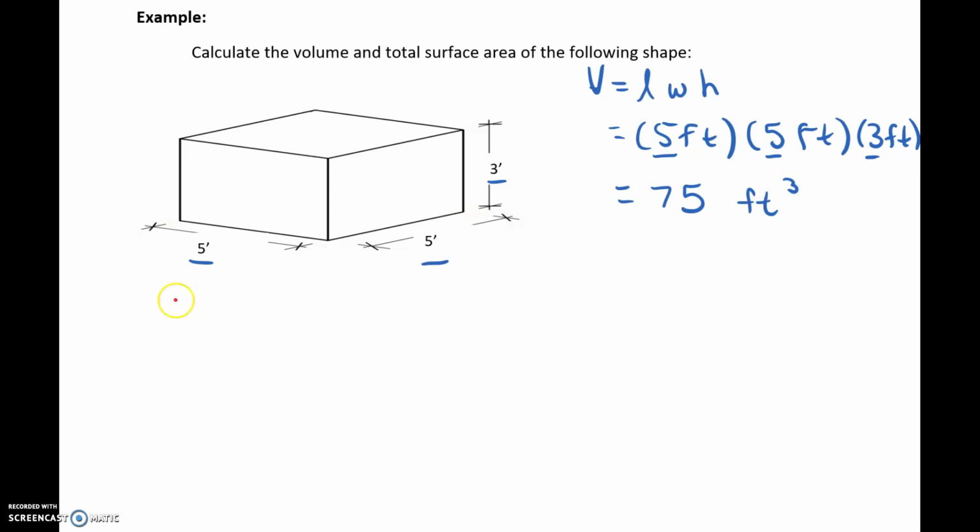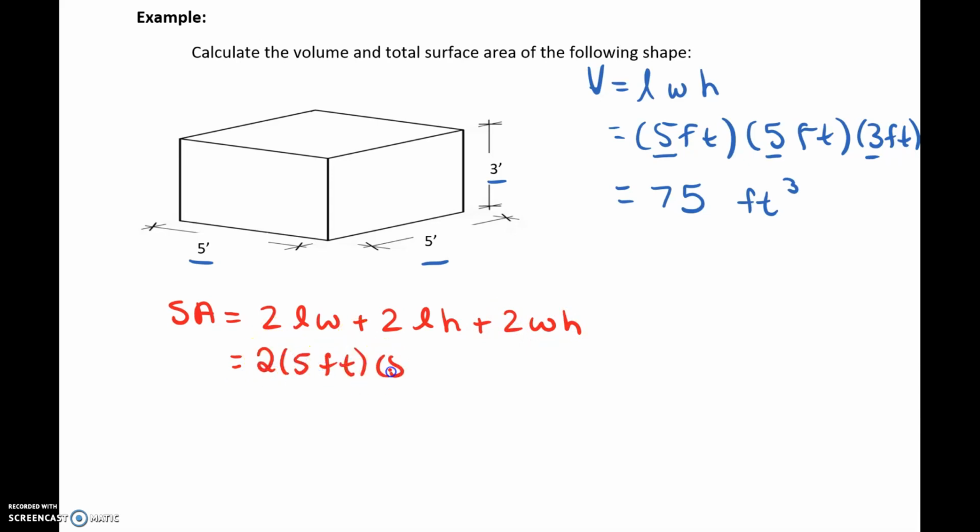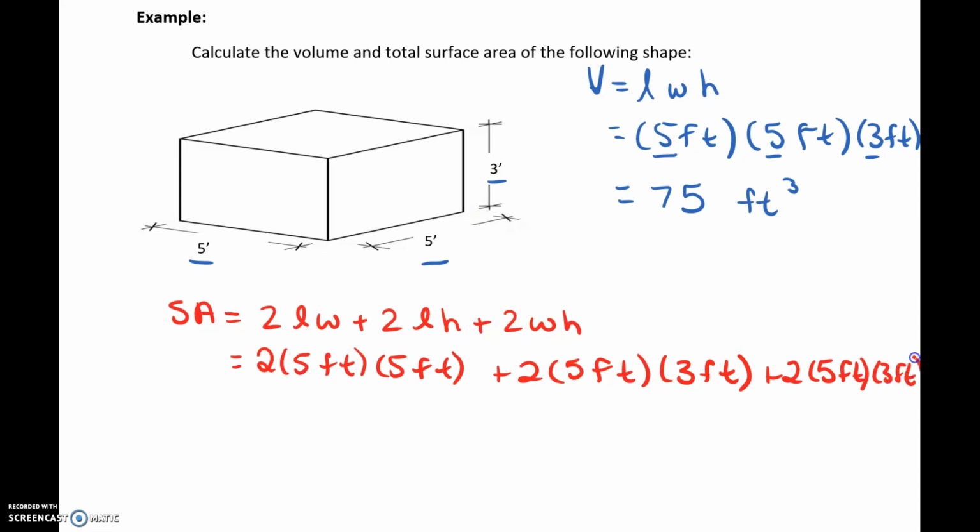To calculate surface area, we use the formula 2 length times width plus 2 length times height plus 2 width times height. Filling in our measurements, 2 times 5 feet times 5 feet plus 2 times 5 feet times 3 feet plus 2 times 5 feet times 3 feet.